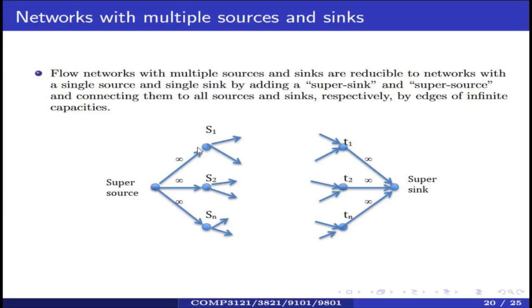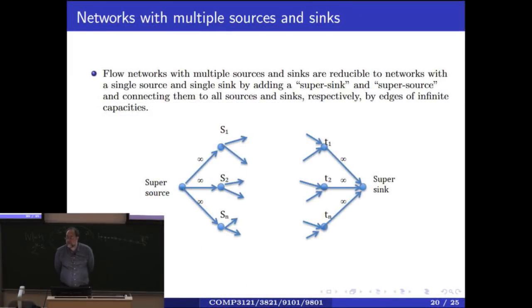If you don't like infinity, you take the capacity to be, say, the total of the capacities of all existing pipes. That's good enough as infinity here, right? And you do exactly the same trick when you have several sinks. You produce a super sink. Now, when I find the min cut in this graph, is it possible that some of the sources do not end up on the same side of the cut? Can it happen that the cut contains S1, but S2 and S3 are on the opposite side?